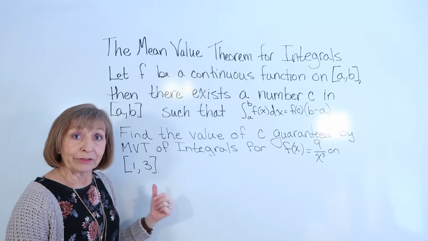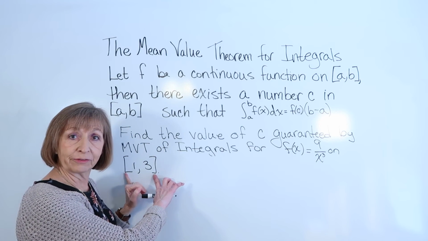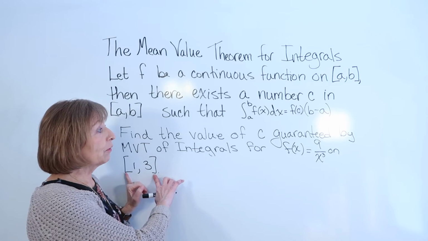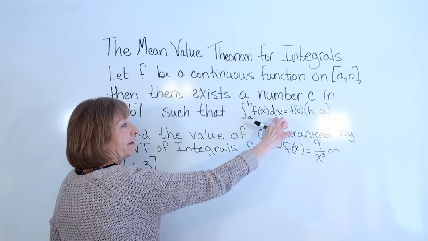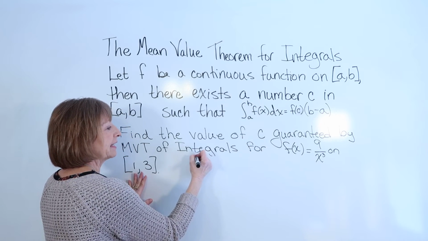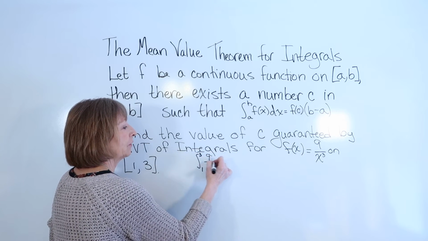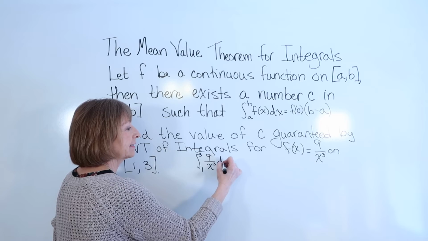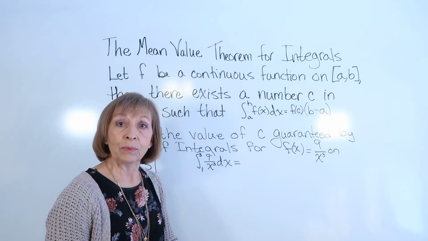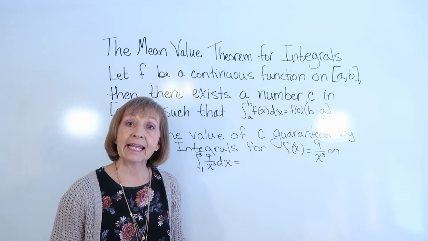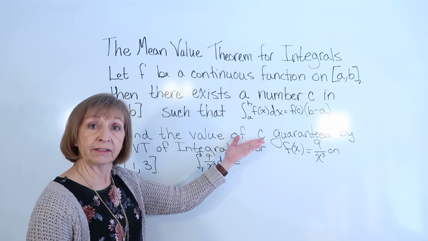0 is not in our interval, so this function is continuous on our closed interval, and it's a closed interval because it has the brackets. So our mean value theorem says this definite integral from a to b of f of x dx, so for our problem it's the definite integral from 1 to 3 of 9 over x to the third dx is equal to f of c. Now f of c, we need to go to the function, take out the x's and put in c's instead, and we don't know what c is. That's what we're trying to find.